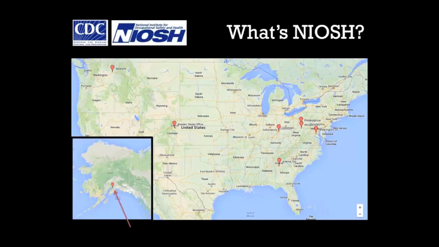So throughout this presentation, I'm going to talk about NIOSH. What is NIOSH? NIOSH is the branch of the Centers for Disease Control and Prevention that focuses on workplace injuries and illnesses. And there are a number of locations throughout the country, including one in Denver. But the location that I'm going to focus on presently is up in Alaska, in Anchorage.